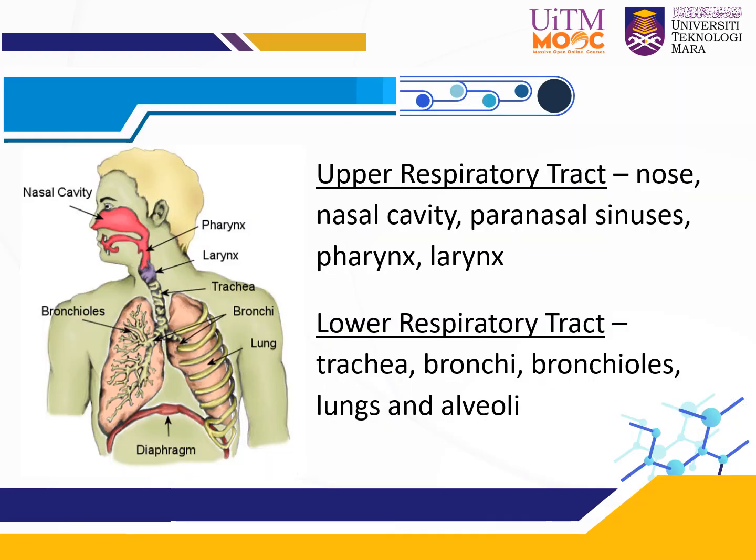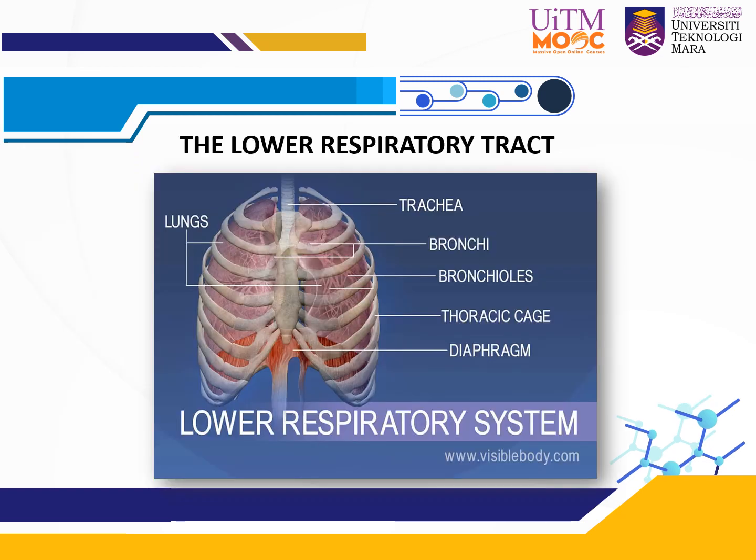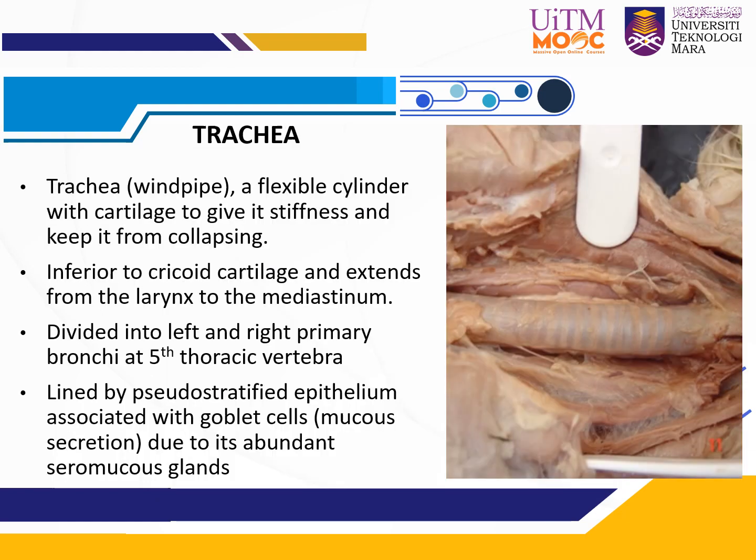In the previous session, we went through the first part of the respiratory tract, which is the upper tract. Today we are going to look into the second part of the anatomy of the respiratory tract, the lower respiratory tract, in which we will learn about the trachea, the bronchi, bronchioles, lungs, and the alveoli. This is the picture of the lower respiratory tract, starting from the trachea, bronchi, bronchioles, and thoracic cage, diaphragm, and the lungs.